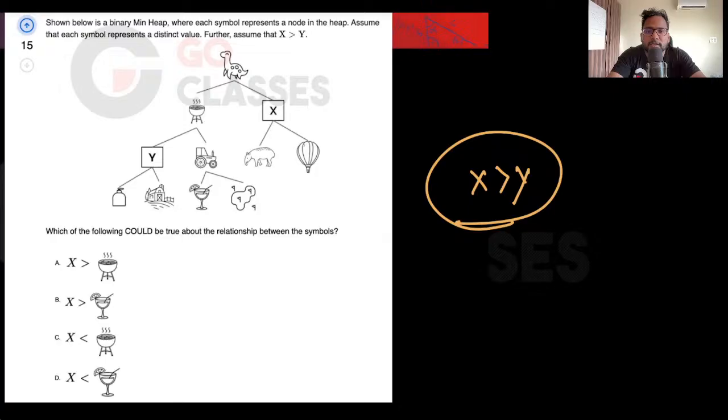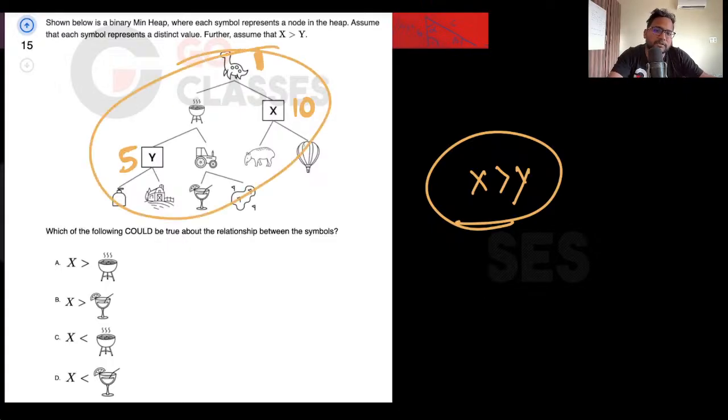Now let's just see, if that is the case, then which option is true? So see here, they are saying which could be true. Let's assume that since this is a min heap, let's just assume this is 1, and then this will be in increasing order, right? Since this is a min heap. Then let's assume x is 10 and y is 5. I mean, you can assume any number, but just for simplicity, I'm assuming like this.